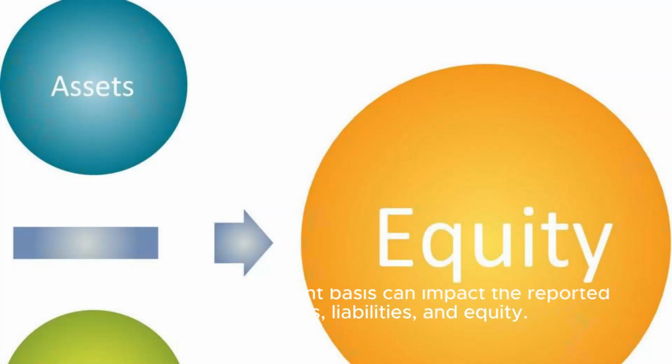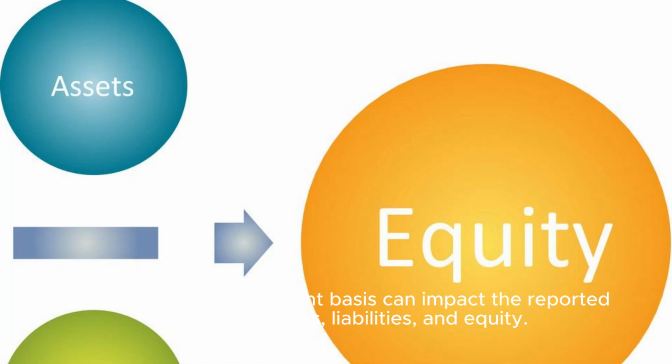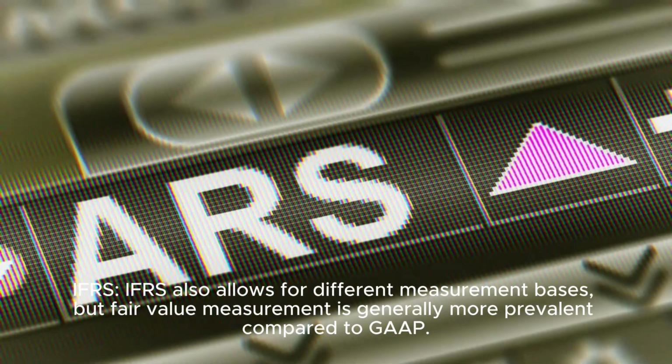Measurement: GAAP allows for various measurement bases for assets and liabilities, including historical cost, fair value, and amortized cost. The choice of measurement bases can impact the reported amounts of assets, liabilities, and equity. IFRS also allows for different measurement bases, but fair value measurement is generally more prevalent compared to GAAP.